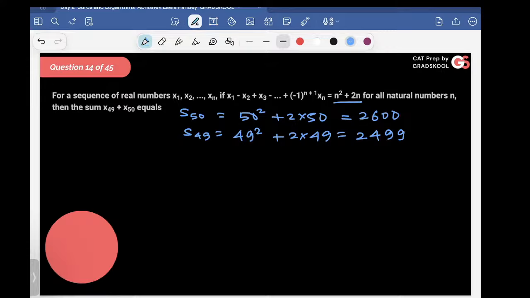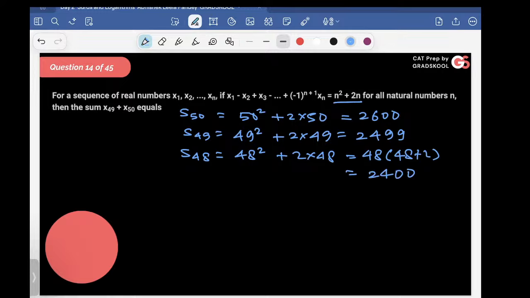Vani, I'm trying to find a pattern. If I try to find S48, that'll be equal to how much? 48 square plus 2 into 48. But how am I solving it quickly? I'm taking 48 common, so that is 48 plus 2. 48 into 50 आ गया है. That'll be 2400. Is that right? Yeah, ठीक है. Those who could not understand earlier, is this fine till this step? All right.